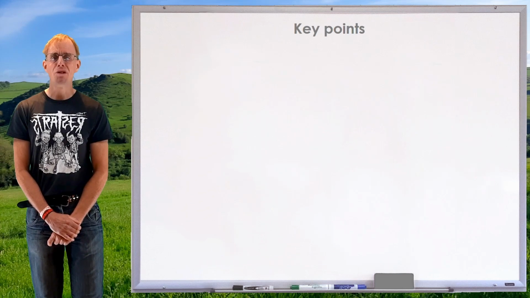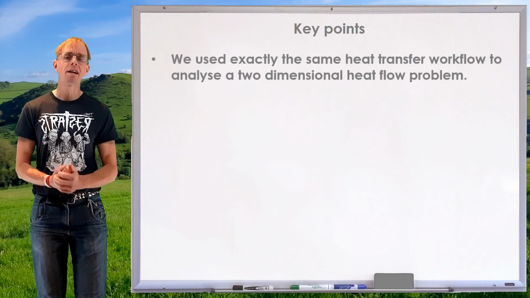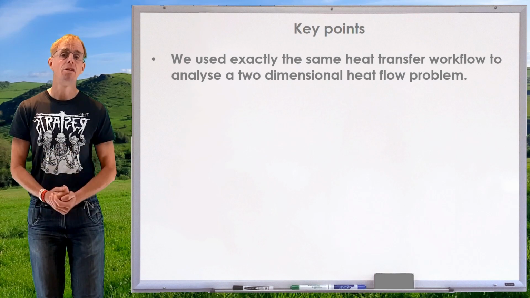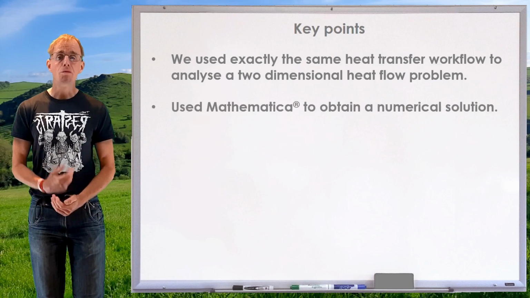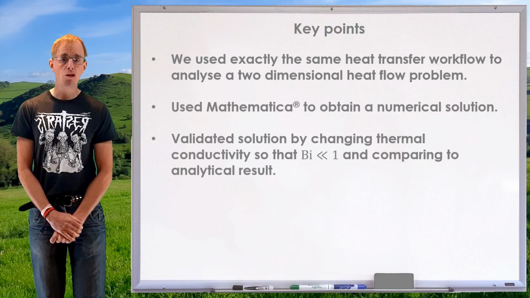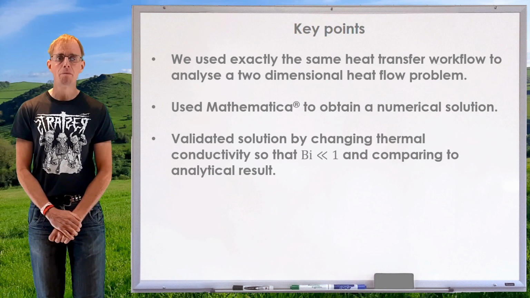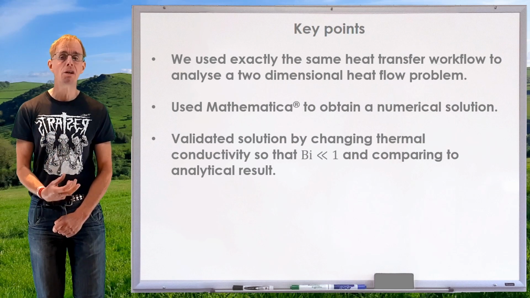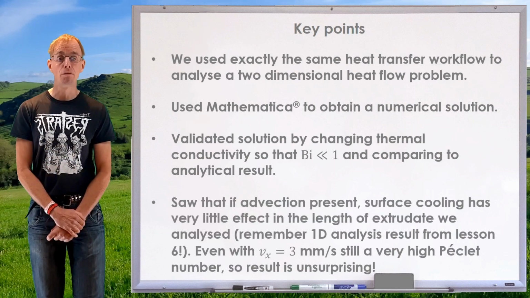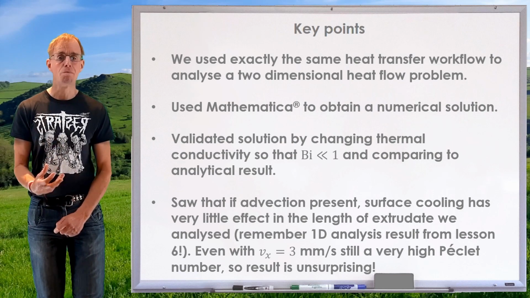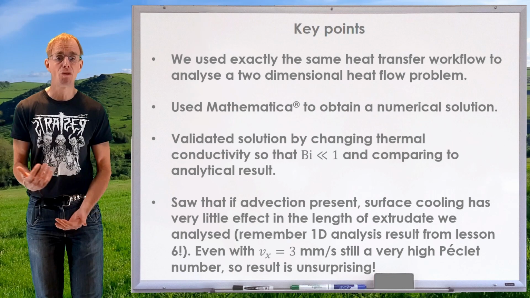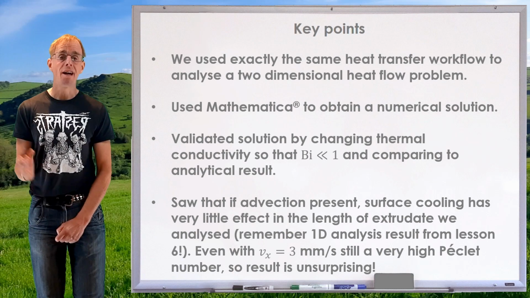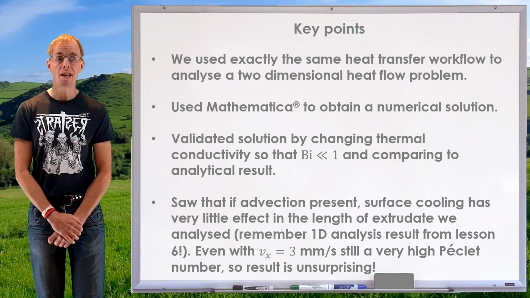Okay, let's recap a few key points. So we've used exactly the same heat transfer workflow that we used last lesson for a two-dimensional problem. We've used Mathematica this time to obtain a numerical solution to the equations that we derived using that workflow. We've validated the solution by manipulating the thermal conductivity such that we obtained a low Biot number so we can compare to an existing analytical result. And we also saw that if advection was present, the surface cooling had very little effect at all. And with a tiny, tiny, tiny extrudate motion, we've had a very, very marked change in temperature profile.